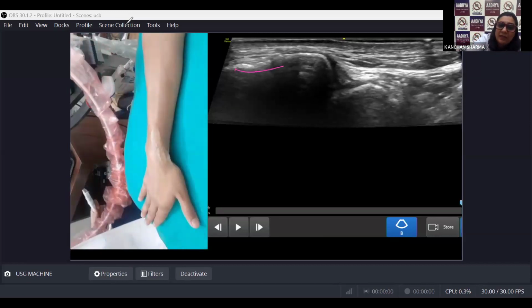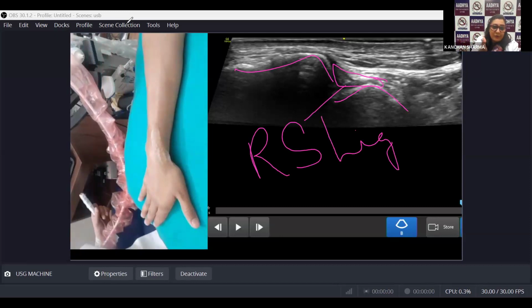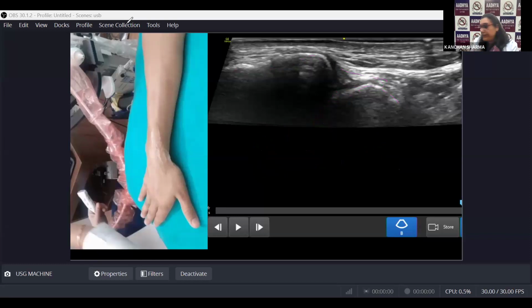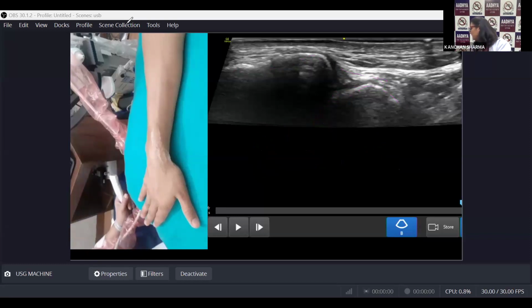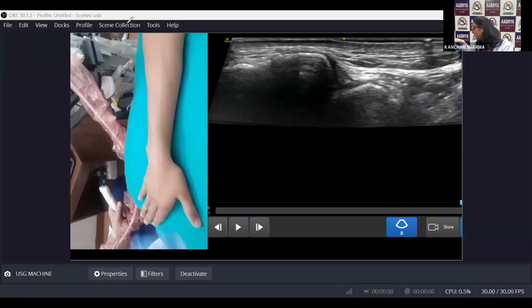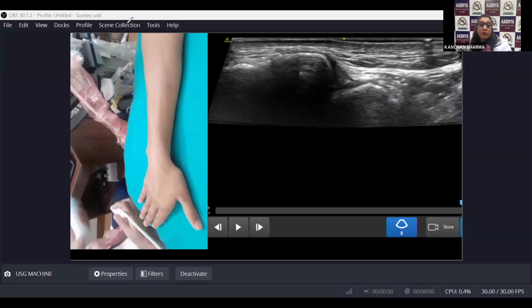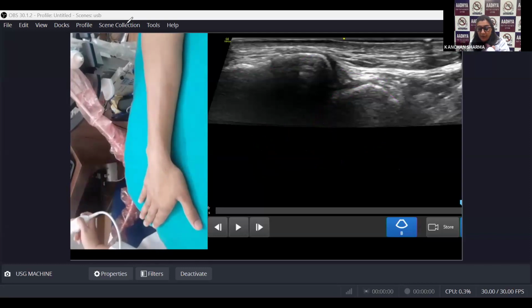So what you are seeing here is your radius, this is your scaphoid, and this one is your ligament. Which ligament? Radial scaphoid ligament. So you have to see the radius, you have to see the scaphoid, and this will be the ligament which you should know. And how to look for the joints, right? Because they are very important, especially hand ultrasound, if you are seeing so many rheumatoid arthritis patients. It can be a boon.